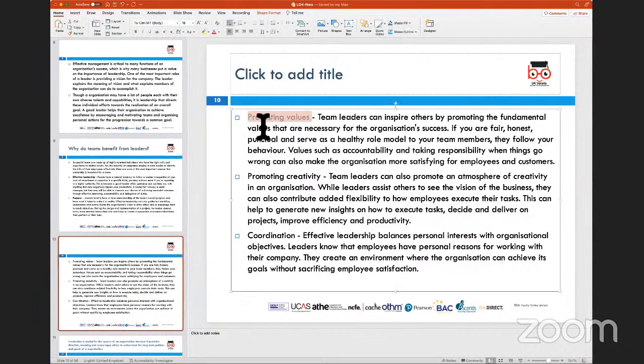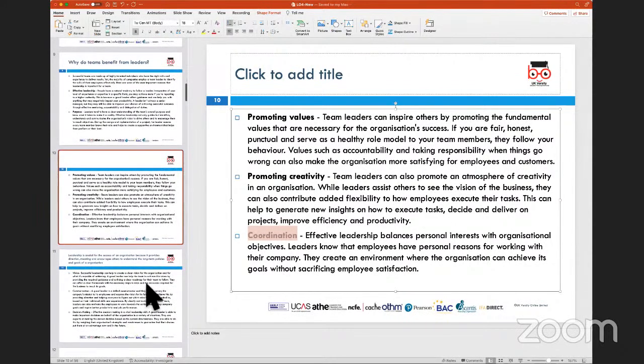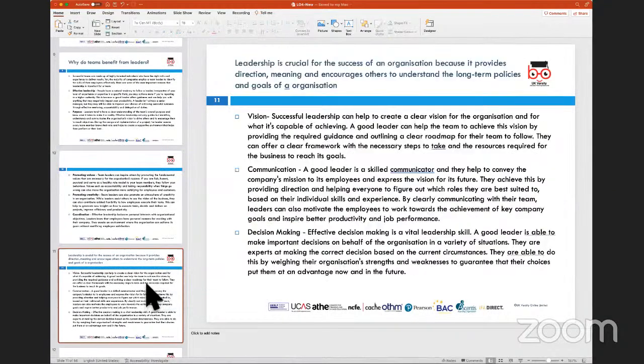Now, leadership also looks at promoting values. They also look at promoting creativity. They also look at promoting coordination. These are points that we need to look at, because these are all the things which leaders need to do in order to ensure that they are helping to achieve the aims and objectives of the organization.